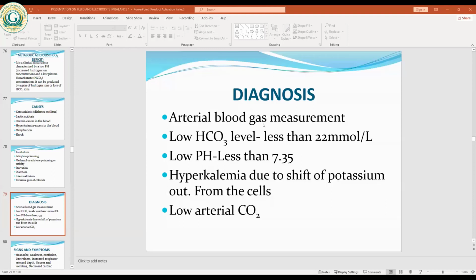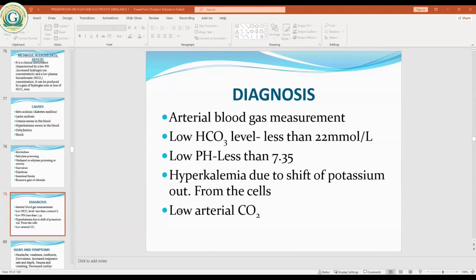Arterial blood gas measurement. If you want to diagnose somebody with metabolic acidosis, you are going to record a low bicarbonate level. We are dealing with an acidic medium, and therefore the bicarbonate level should be low, less than 22 millimoles per liter. We expect a pH less than 7.35. We said hyperkalemia: potassium shifts from inside to outside, so you would record high potassium levels in the blood. And we have low arterial carbon dioxide.